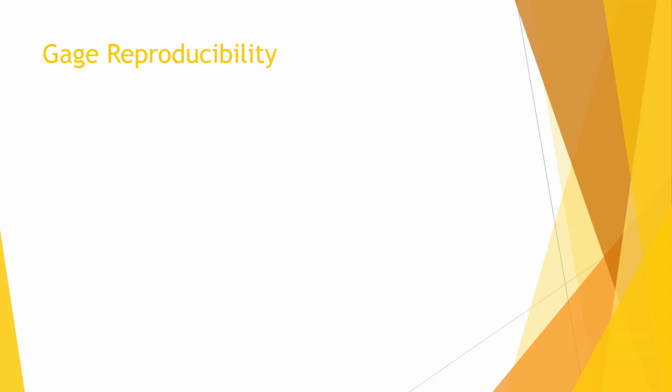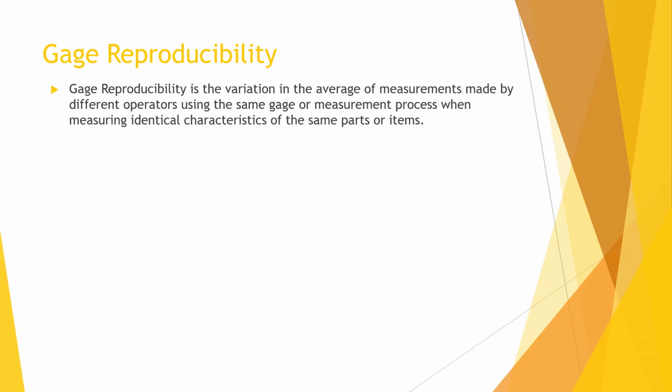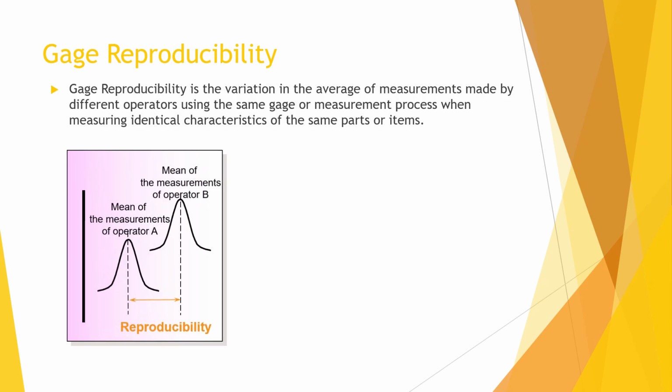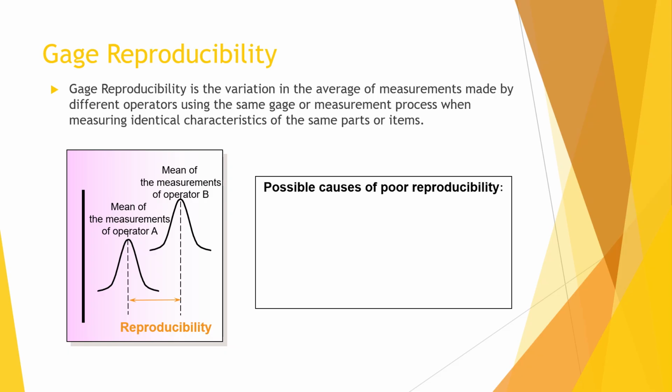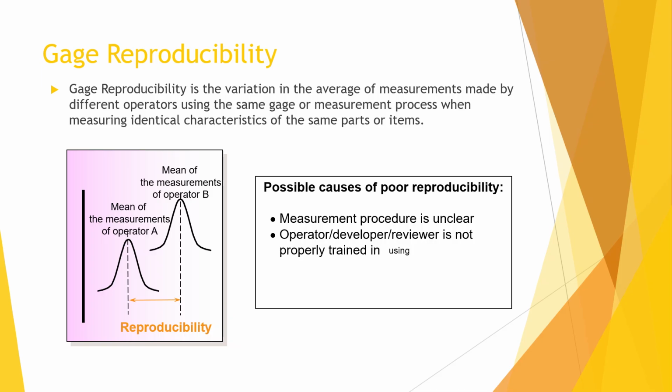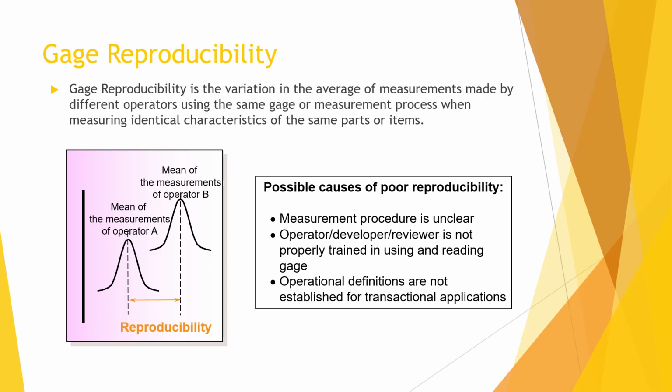Gauge reproducibility. Gauge reproducibility is the variation, the average of measurements made by different operators, different appraisers, using the same gauge or measurement process when measuring identical characteristics of the same parts or items. And then you have reproducibility, mean of the measurements of operator A, mean of the measurements of operator B. Possible causes of poor reproducibility include measurement procedure is unclear, operator, developer, reviewer is not properly trained in using and reading the gauge, operational definitions are not established for transactional applications.